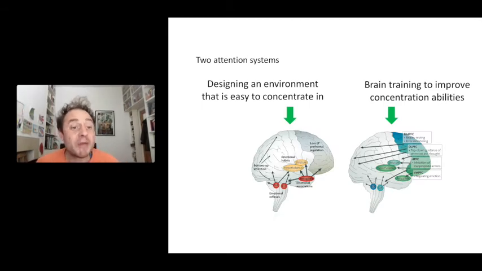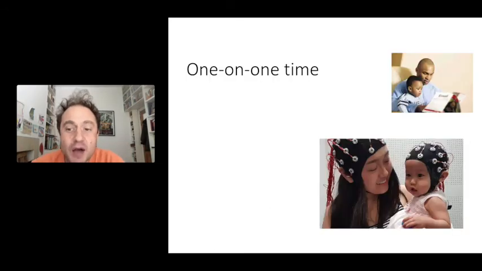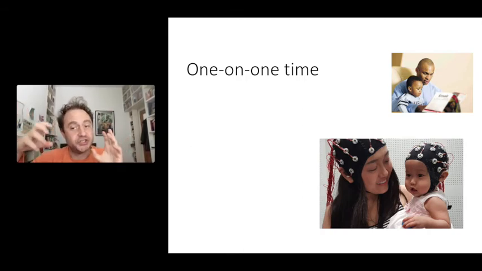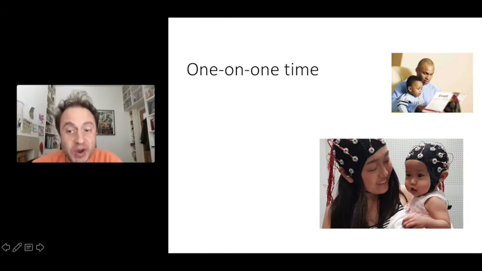So that's a little bit about 2 attention systems. How we can understand the 2 different attention systems to look at how we can use them in a very different way, potentially to have the same effect of improving concentration. I'm now, just last part, going to talk about some research that we're doing quite a lot of into shared parent-child attention. So we're doing stuff where we actually record brain activity in the parent and child at the same time.